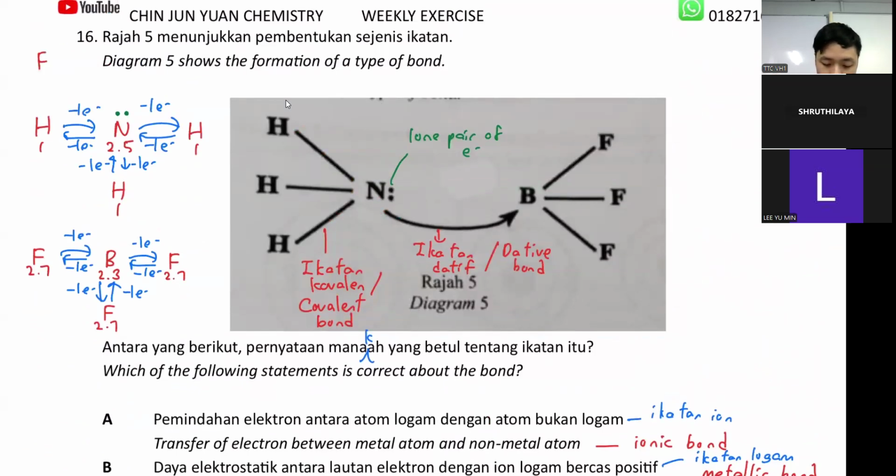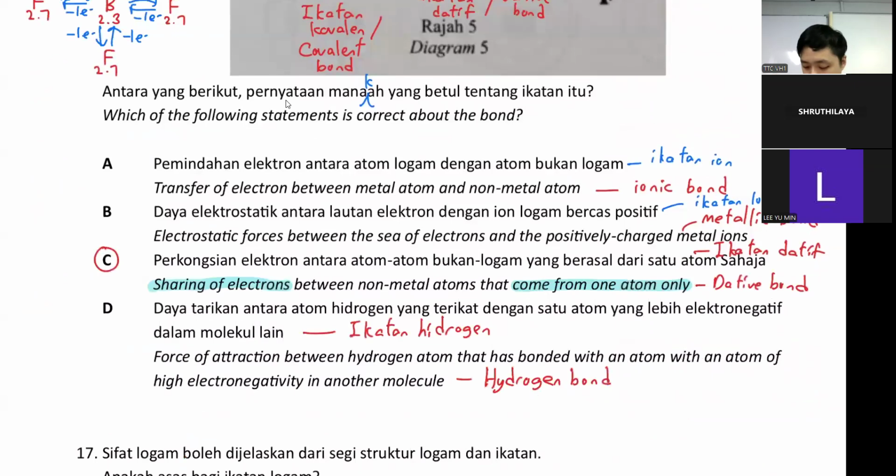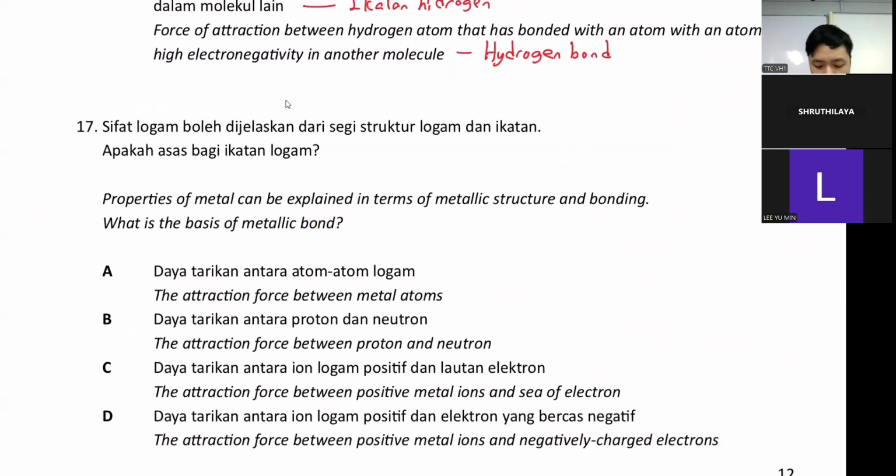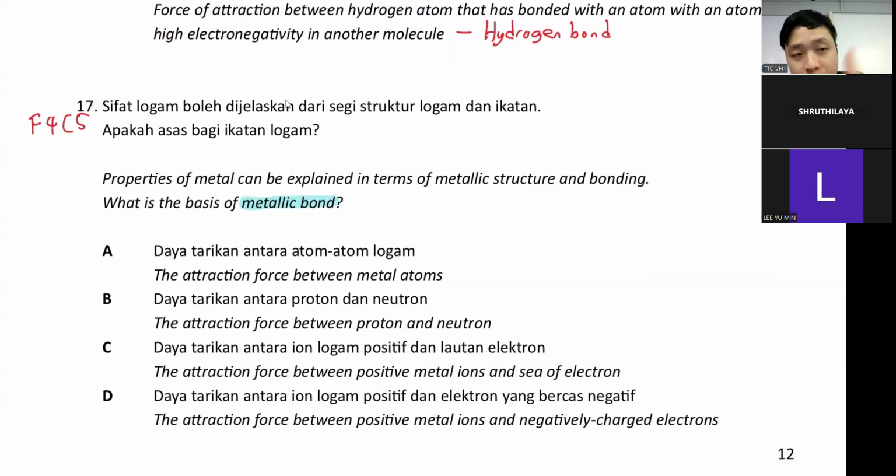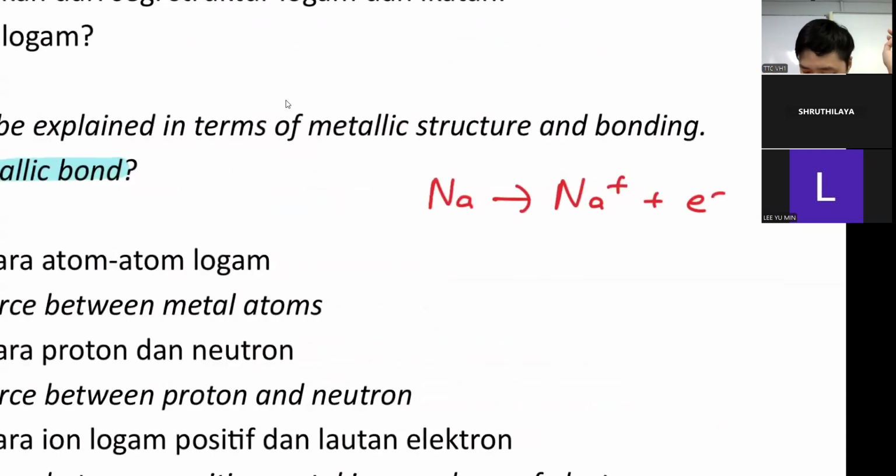This is Form 4, Chapter 5, question 17. What is the basis of metallic bond? Some people think metallic bond means metal donates electrons, very simple, like sodium donates an electron to become Na plus. When sodium metal donates an electron, it becomes a positively charged metal ion.